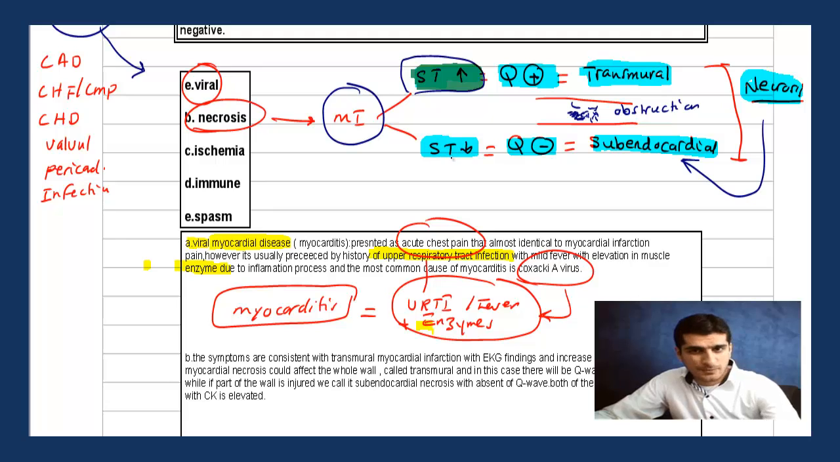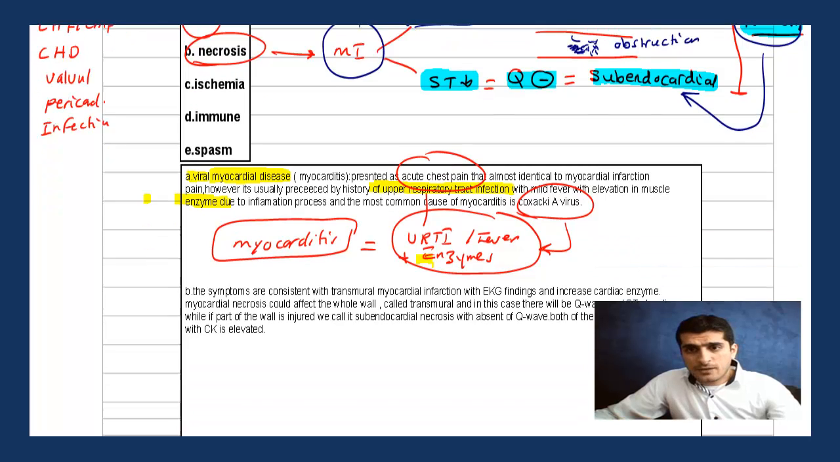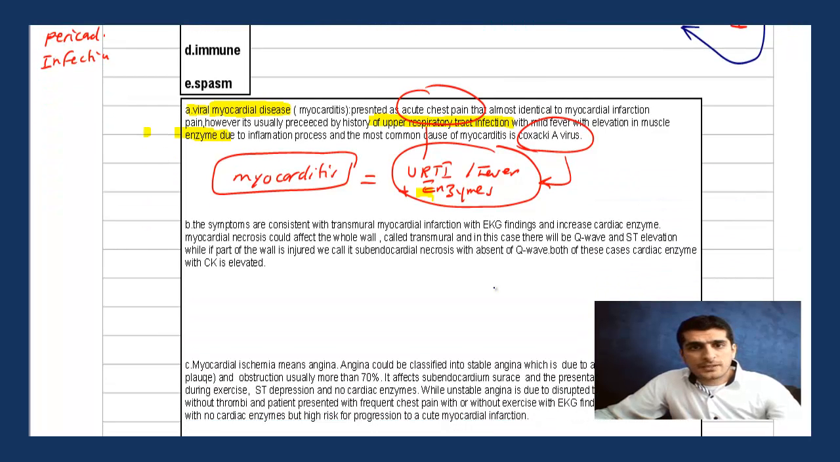So in this case, ST depression, right? Or maybe he says the whole wall necrosis. So basically, he's trying to refer that he's talking about ST elevation MI. So now when you see the explanations, I hope it's clear, but look at the explanation, look at how difficult it is.